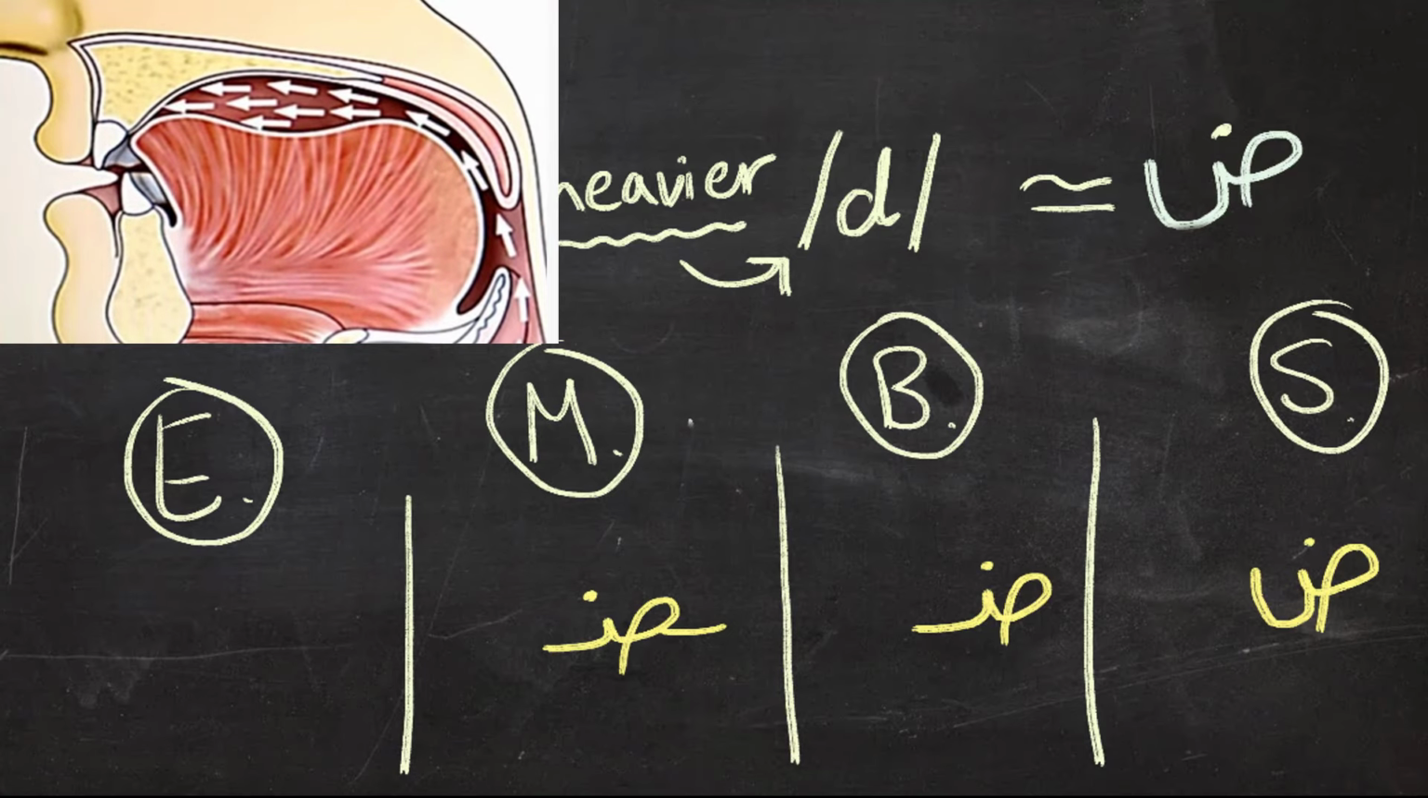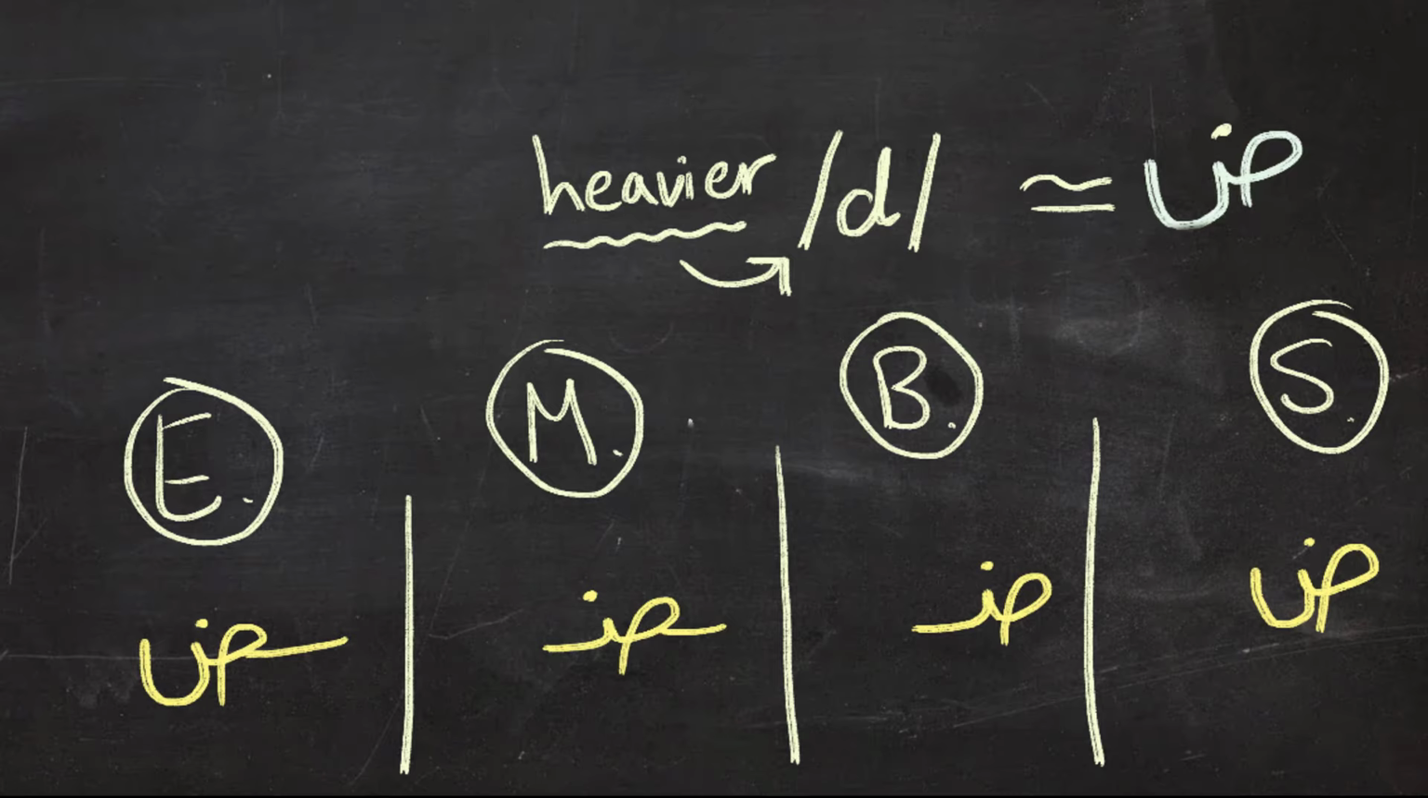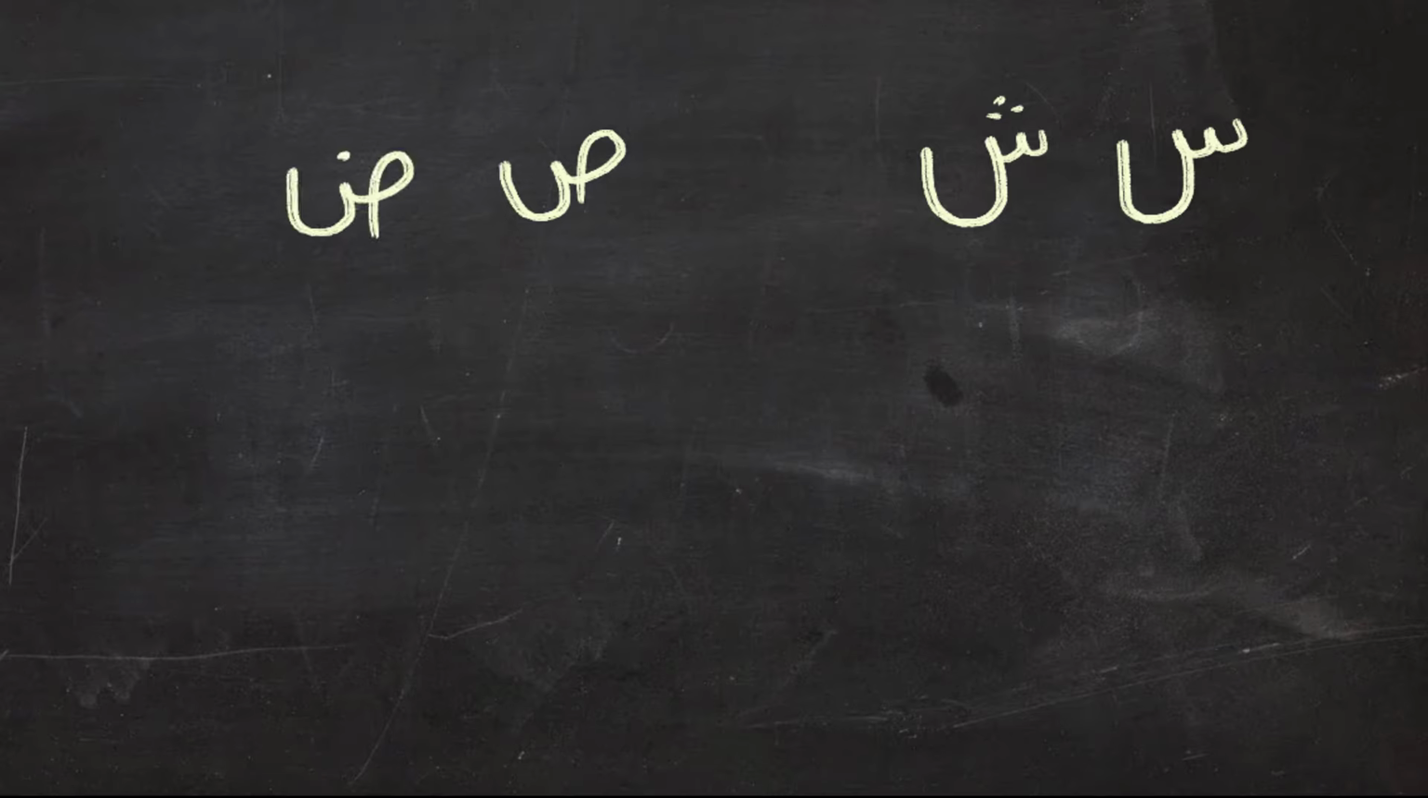Now, that was the second set of letters of today's lesson. They were Sin, Shin, Sad, Dad. Let's have some examples to combine these letters with letters that we have studied before to remember what we have learned today and also in the previous lessons.